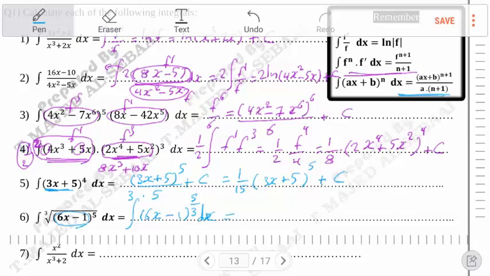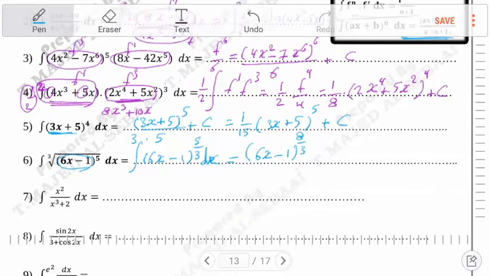Okay, equal. It will be 6x minus 1 all to the power of 5 over 3 plus 1, which is 8 over 3, right? Over 8 over 3 dot 6. We can cancel this 6 with this 3, and still have 2.